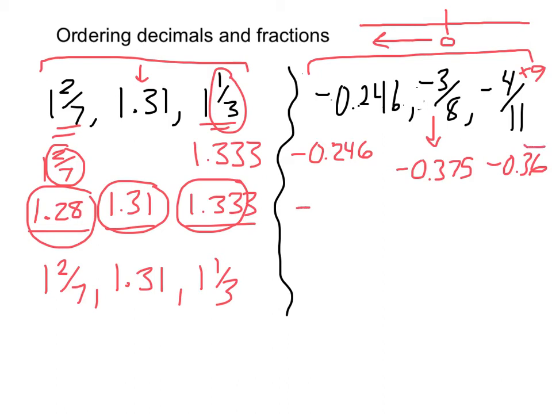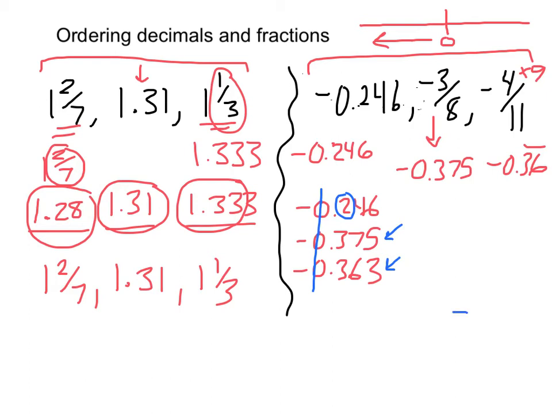So let's stack these numbers up on top of each other, which is a good strategy for comparing decimals. They all have a 0 in the ones place. These two both have 3 in the tenths place, and this one has a 2. So what does that mean? Since they're all negative, this one having a 2 means this number is actually the closest to 0, making it the largest. So negative 0.246 would be the largest number in the group.